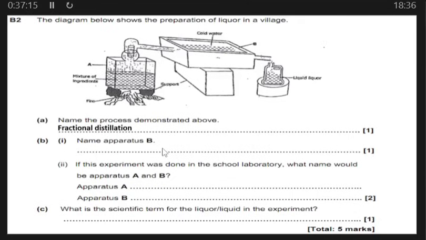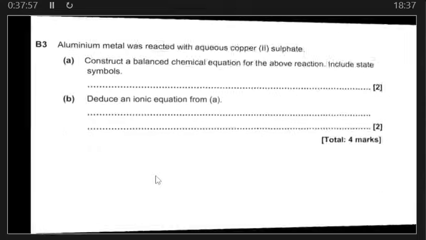B1, name apparatus B. This apparatus B here is called a condenser. Then 2, if this experiment was done in the school laboratory, what would be the names of apparatus A and B? Apparatus A here, I think it could be a round bottomed flask, and then B, this one here, will be a Liebig condenser. Then they're saying what is the scientific term for the liquor or liquid in the experiment? This liquor being produced here, the scientific name is alcohol. So let's go to another question.